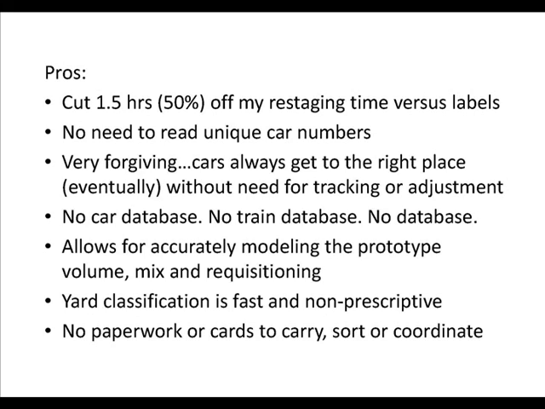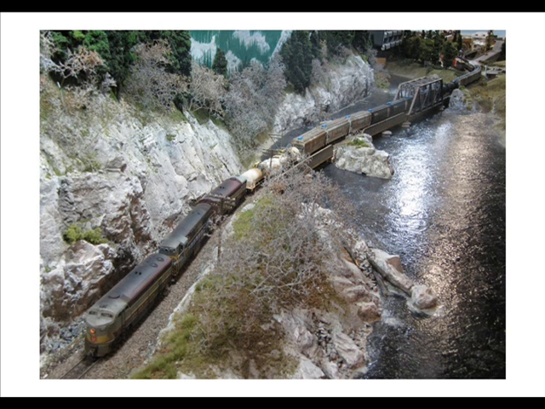The tags act as waybills that ride with the cars, so there's no additional paperwork for the operators to carry. And finally, the system is very easy to learn at a glance. Here, for example, we see a train where the first two cars are for Castlegar because they're yellow tagged, and the balance are all heading to Cranbrook because of their blue tags.